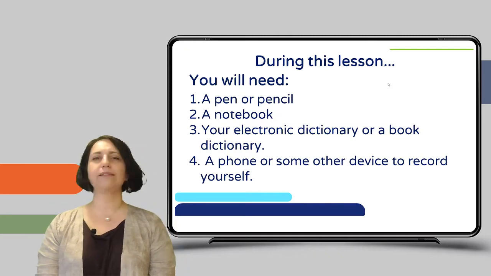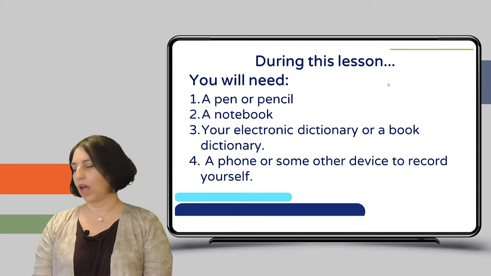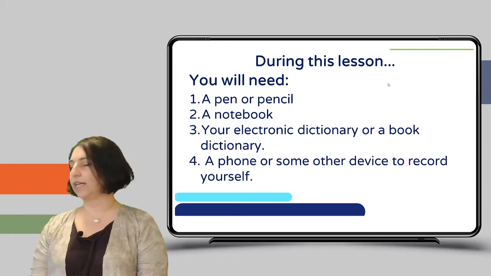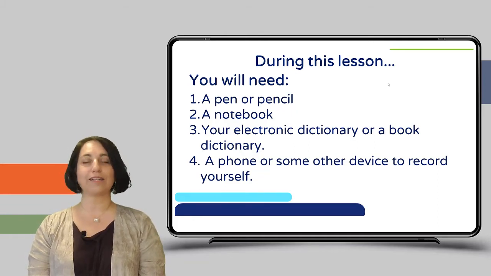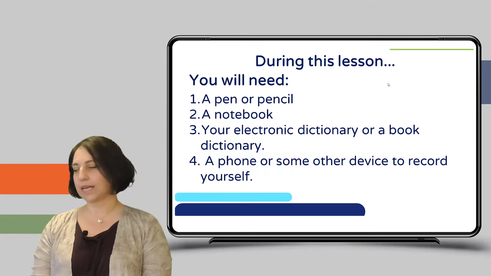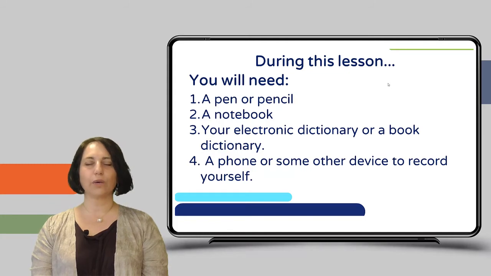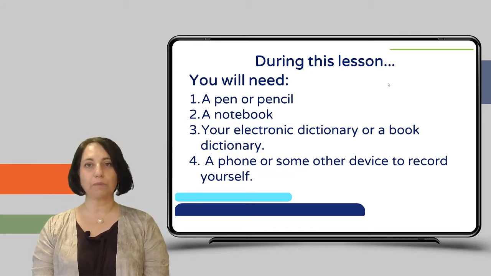So students, today, what will you need? You will need a pen or pencil. You will need a notebook to write in, obviously. And you will need your electronic dictionary or a paper dictionary. Whatever you normally use is fine, and that will be great. The other thing that I would really recommend that you have is a phone or another device that you can tape yourself or your friends. And this will help you hear how you speak and improve the way you speak. Okay?